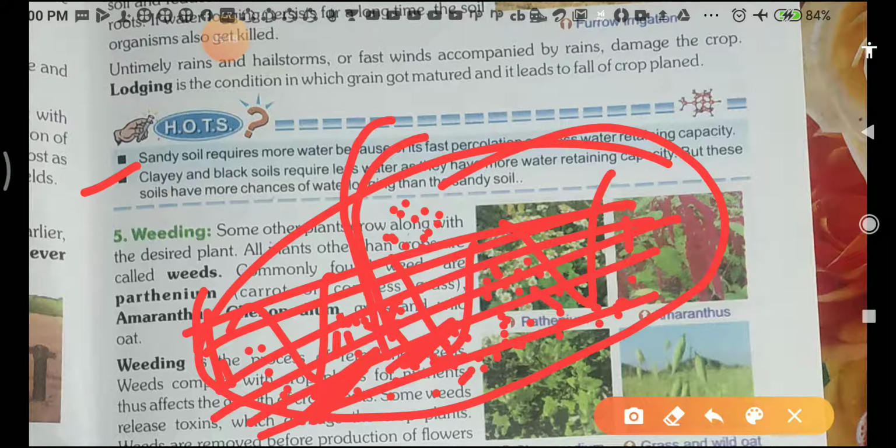This point wants to say that clay soil and black soils require very little water because the water retaining capacity is more here. Student, this is about irrigation.